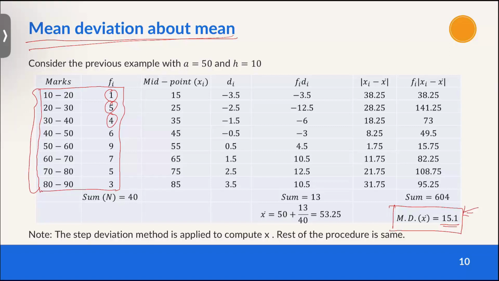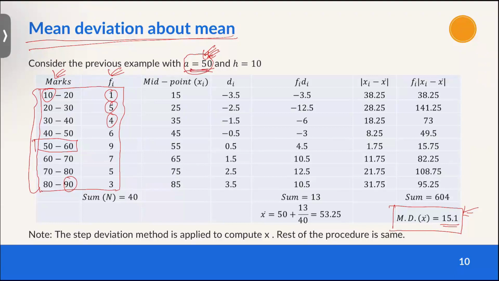So how do we go about the step deviation method? Suppose you have this data, the marks of the students and the frequency of each range. You assume a mean. Here I have assumed it to be 50. You just assume any value which is in between the range. So from 10 to 90, you assume a middle value. I have taken it to be 50. You can take it as 45 or 40 also. Whatever value you take, it will work. But this value should be in the middle.